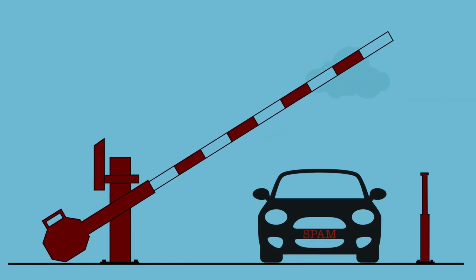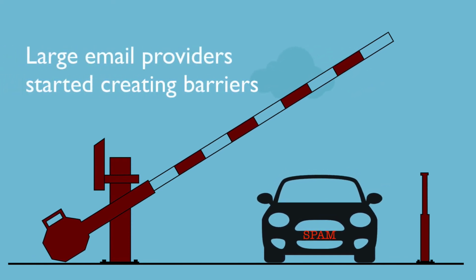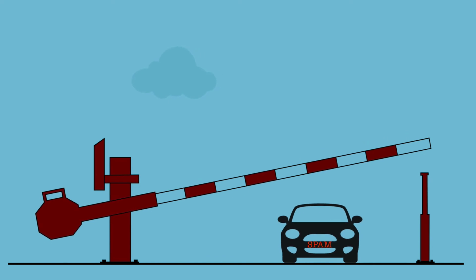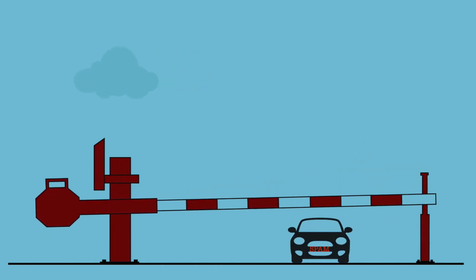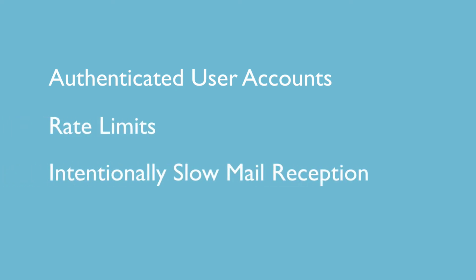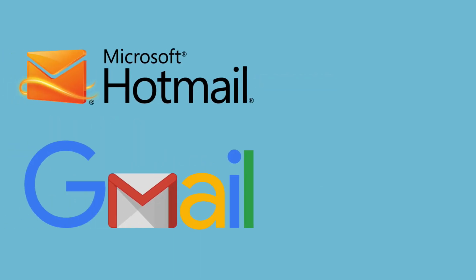Large email providers started creating barriers to sending email as a way to make it more expensive and hopefully reduce the appeal of unsolicited messages. They required authenticated user accounts, rate limits, and intentionally slowed down mail reception. The two largest mail providers, Gmail and Outlook, or Hotmail at the time, were especially aggressive in blocking transactional emails. They were sending a message loud and clear to the industry: don't send transactional email through us, personal only.